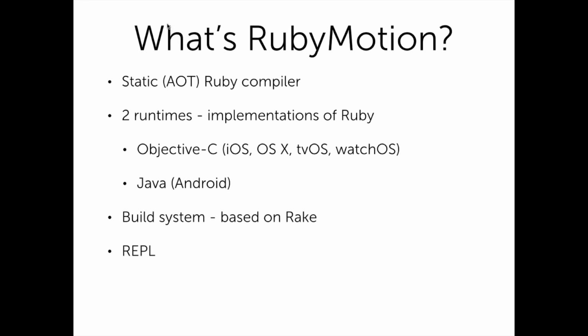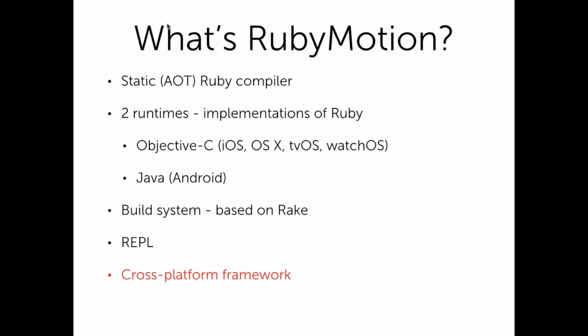So what's RubyMotion? Again, this slide, it's a lot of things: a static ahead-of-time compiler for Ruby, two implementations of Ruby, one for Objective-C, one for Java, the build system, and the REPL. And now it is a cross-platform framework. So it's one more thing that you have to keep in mind when you use RubyMotion.